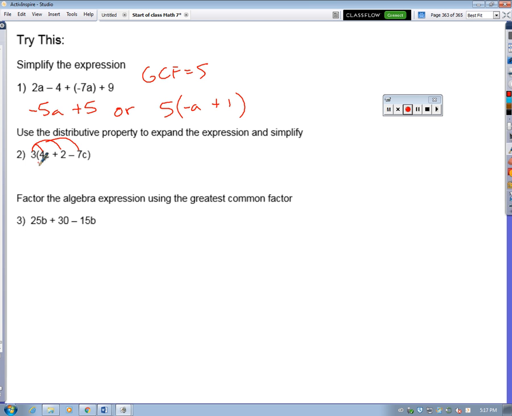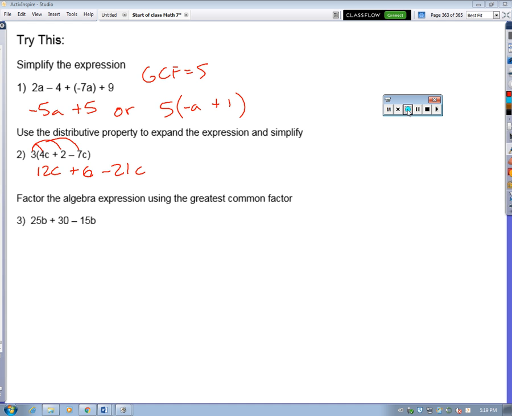Let's deal with the first one first. 3 times 4 is going to be 12c. 3 times 2 is plus 6. 3 times negative 7 is negative 21c. Okay, and that's that, right?